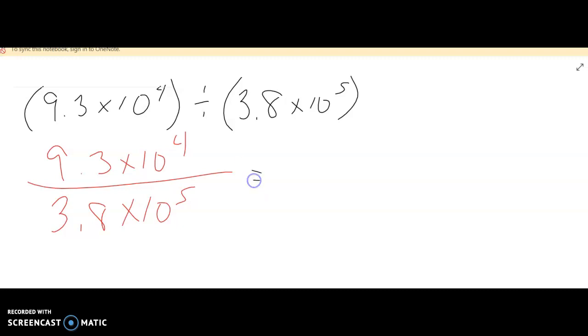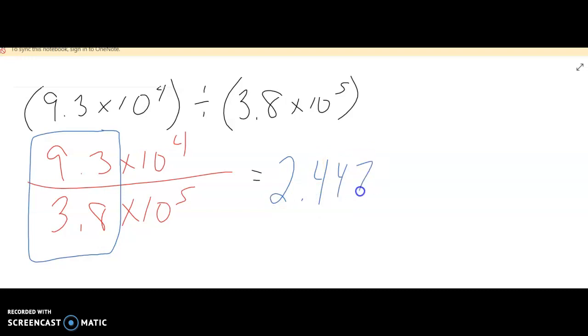So when we think about this problem, we are going to start with the non-10 to the number, right? We're looking at the number out front, the number between 1 and 10 with the scientific notation. So if I take 9.3 and I divide it by 3.8, I get 2.44736, and it just keeps going on and on. We'll come back to that in a second.